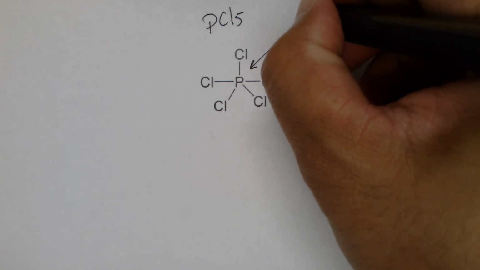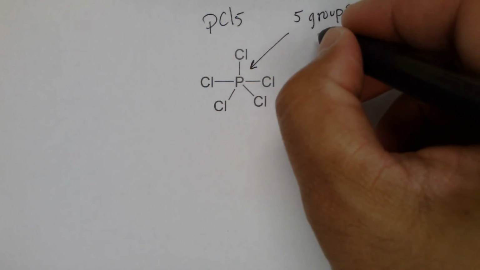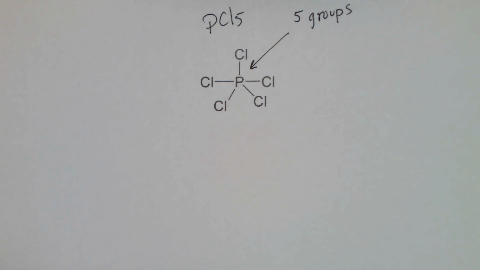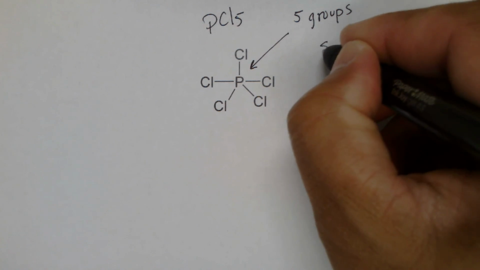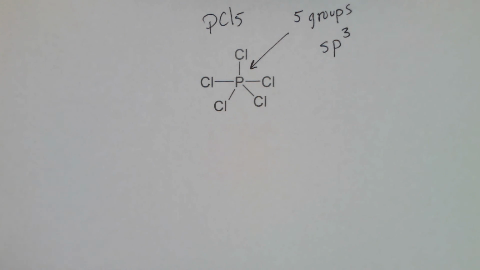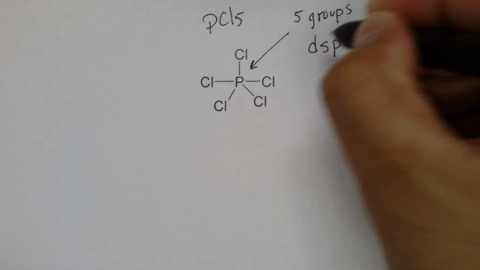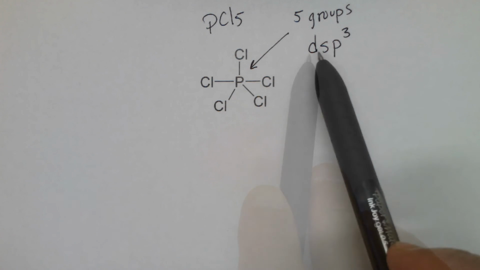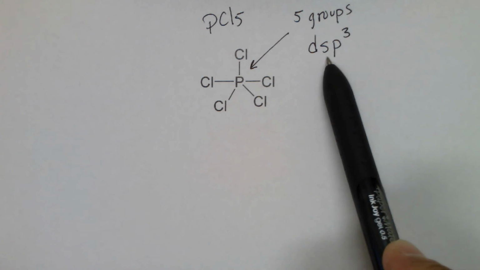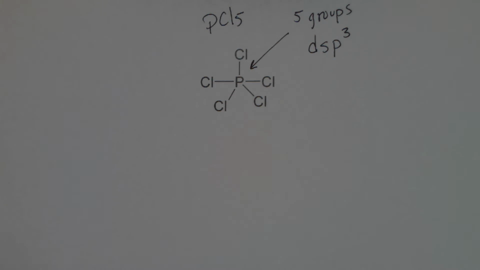So in this case, this is interesting. We have 5 groups, and 5 groups have to occupy those hybrid orbitals. You always start with the lower energy orbitals first. So here's 4 hybrid orbitals, sp3, but we need a 5th orbital, and that 5th orbital will come from those d orbitals. So 1 d orbital, 1 s orbital, and 3 p orbitals will hybridize. This is called dsp3.